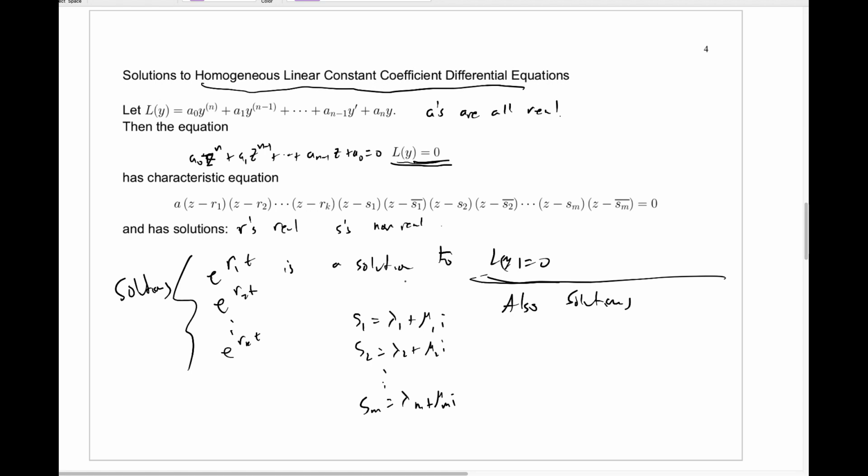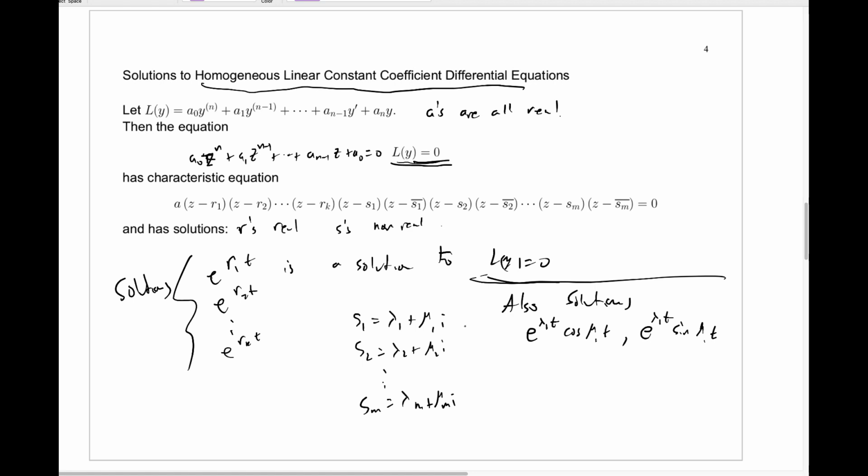And using the same trick we did before, taking the sum of these solutions and dividing by 2, we'll have a solution that looks like e to the lambda 1t cosine mu 1t, and by taking the difference of those two solutions and dividing by 2i, we'll get the solution that looks like e to the lambda 1t sine mu 1t. These will be honest to goodness solutions of our homogeneous differential equation.